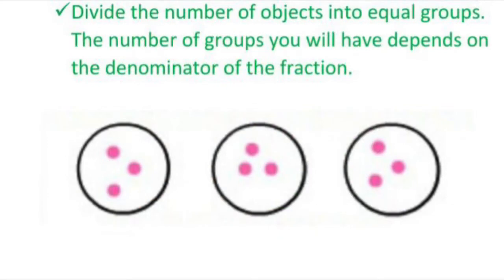Let us now look at some steps that we will follow when we are finding the fractional part of a set of objects. What we will do first is to divide the number of objects into equal groups. And the number of groups you have will depend on the denominator of the fraction. So if the denominator is 3, then yes, you should have 3 equal groups.